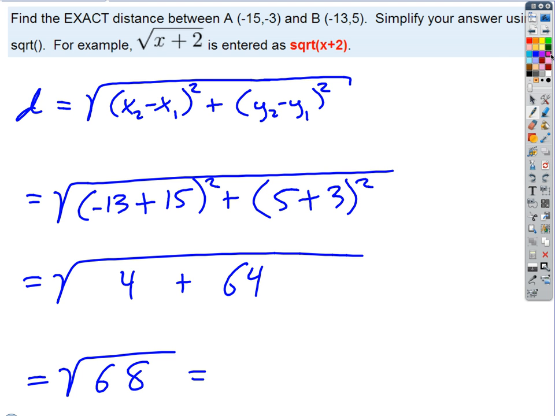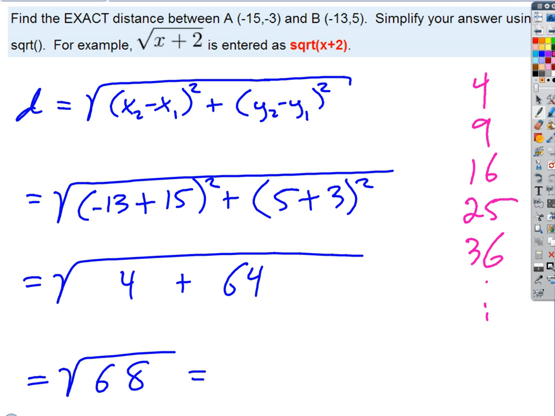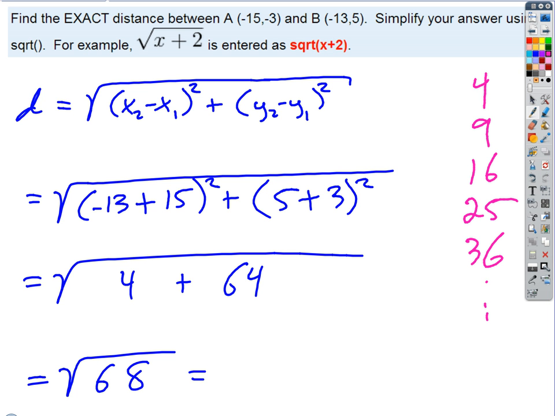Okay, so 4. 2 squared is 4. There's one perfect square. 3 squared is 9. 16. 5 squared is 25. 6 squared is 36, etc. Right? We just keep on going. So do any of those divide into 68 evenly? Well, the next one would be 64, and so that's not going to divide into 68, is it? No. 36 won't, 25 won't, 16 won't, 9 won't. 4 will though, won't it?